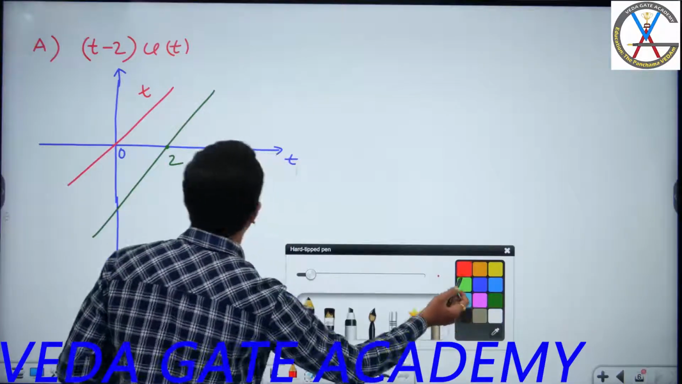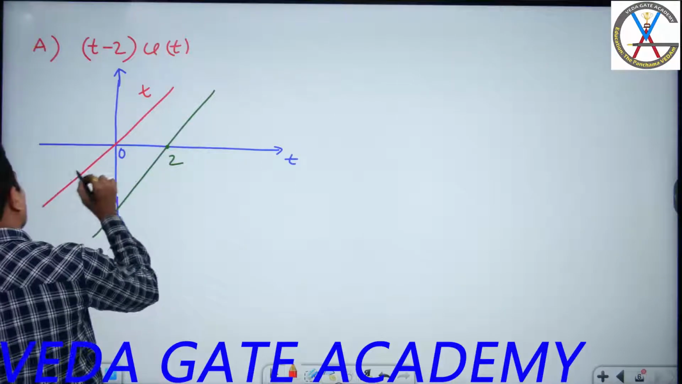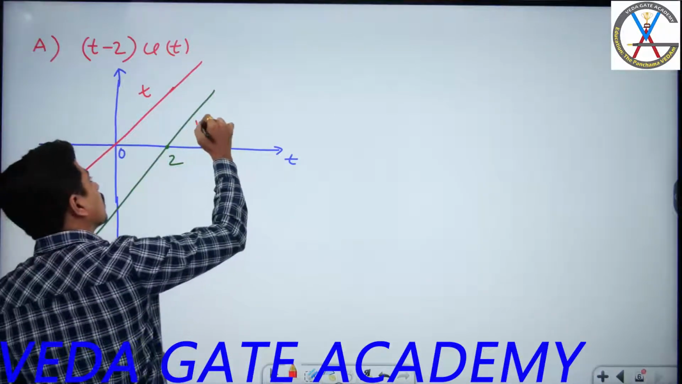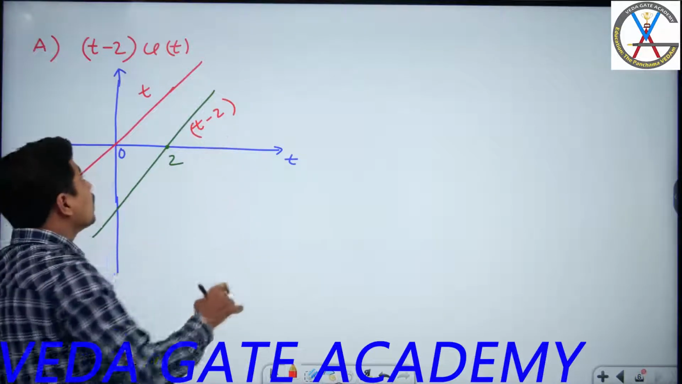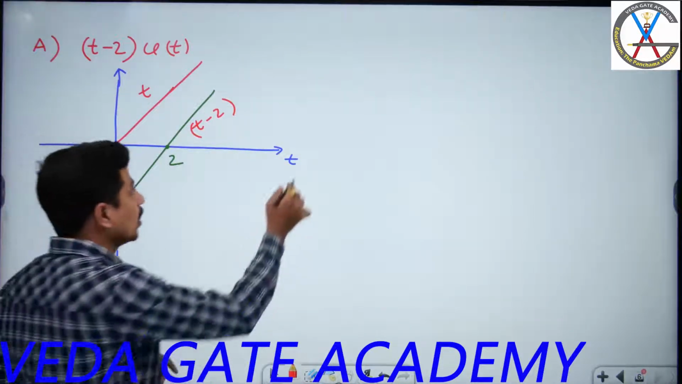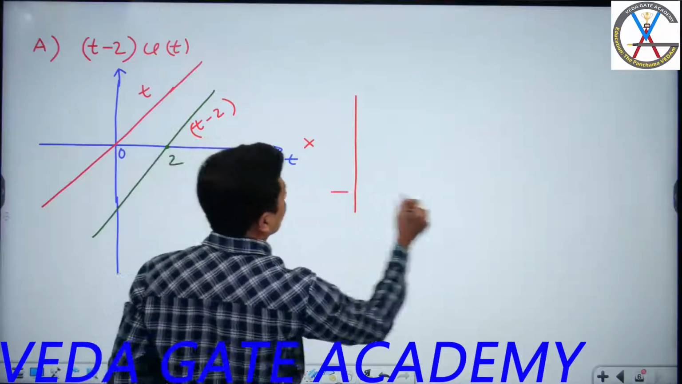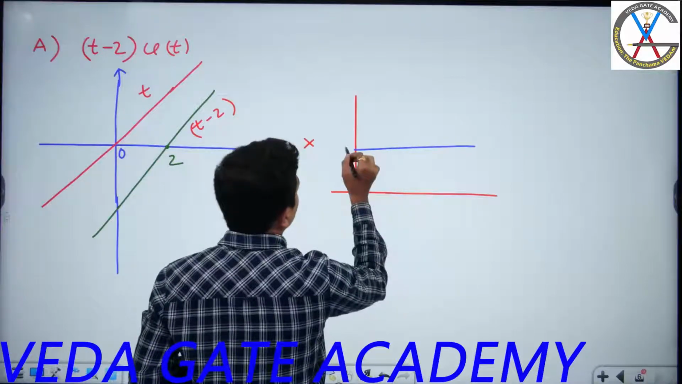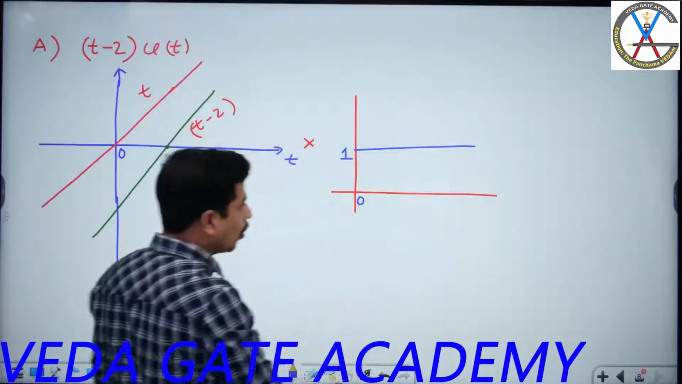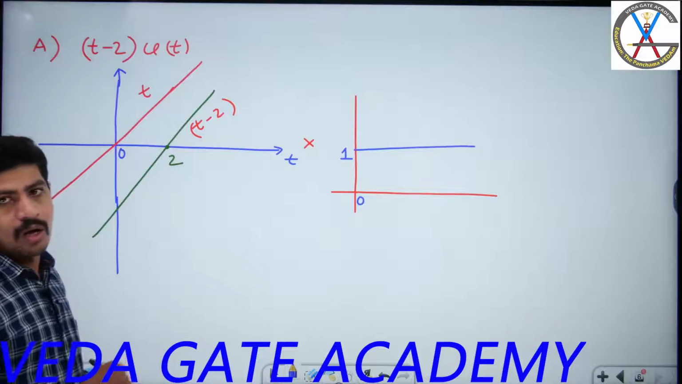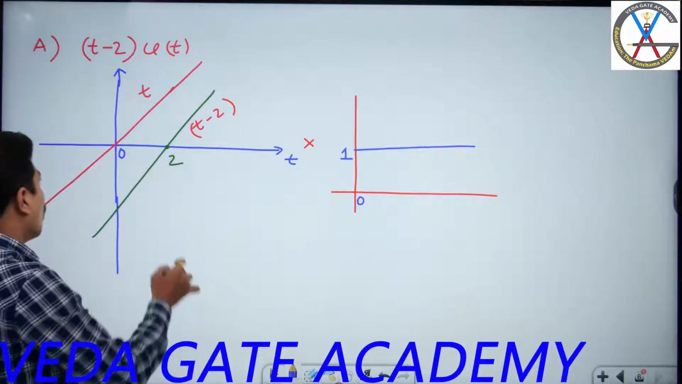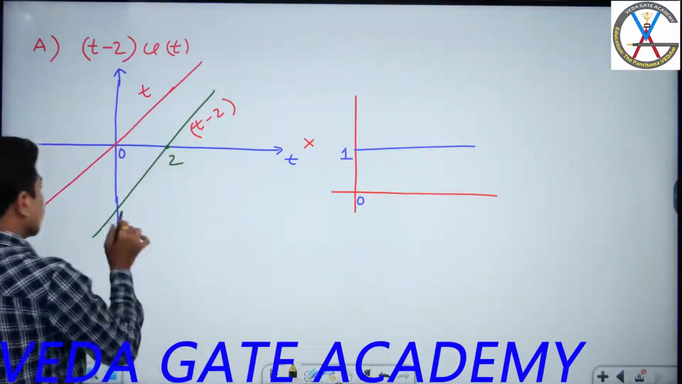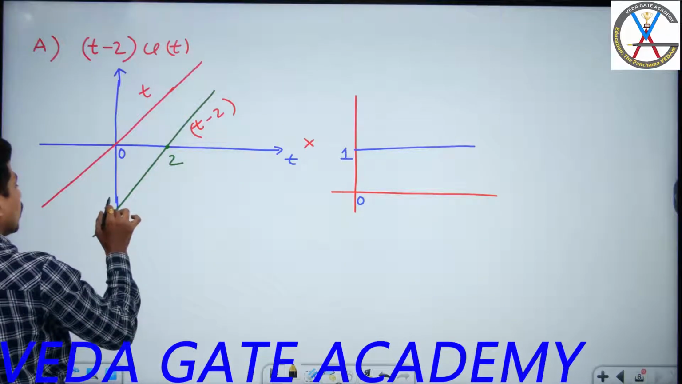Now, what do we need? We have to multiply. This is T minus 2, and it has to be multiplied with U of t. Observe here carefully. What is U of t? It is 1 or 0. Before 0, how much do we have for U of t? 0. So all this part will die, up to here it will die.